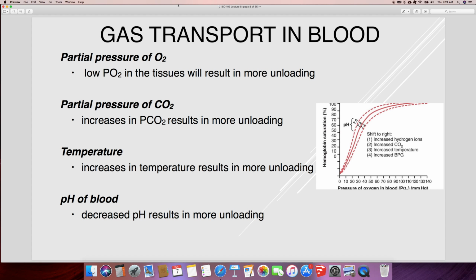Also the partial pressure of CO2. If there are increases in the pressure of CO2, you're going to have more unloading of oxygen. If CO2 is increasing, that tells you there's increased metabolic demand, and therefore we need more oxygen. As temperature increases, oxygen unloading also increases, and decreased pH will also result in more unloading. Again, that indicates to the body that there's increased metabolic demand.